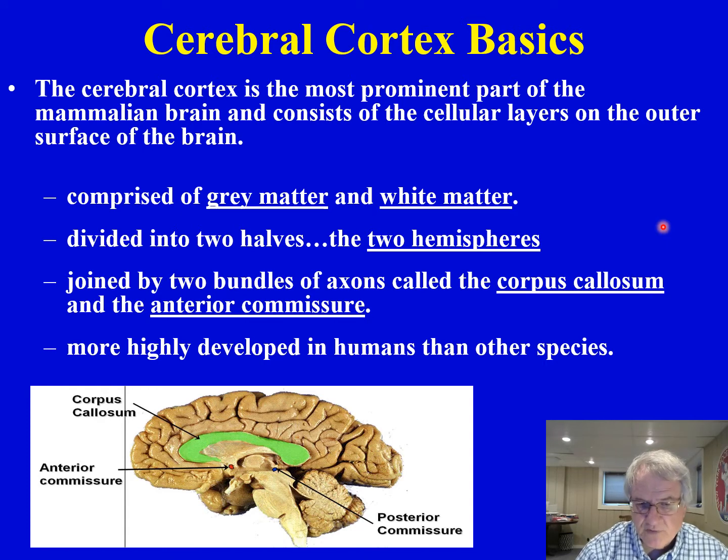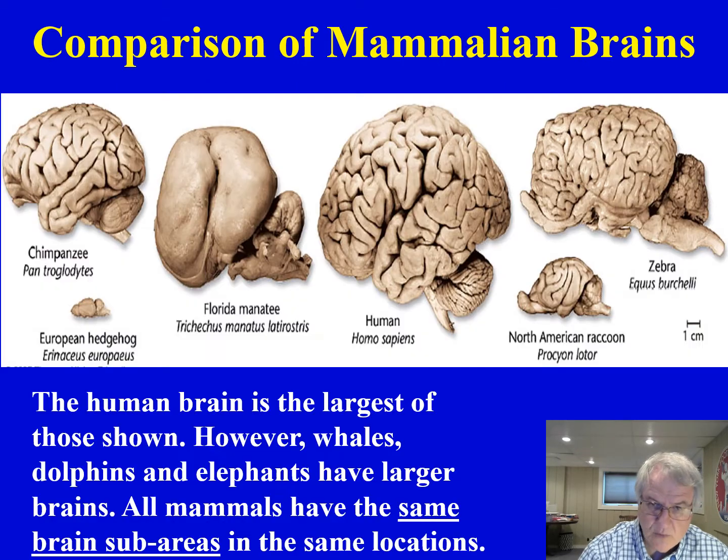Those two hemispheres are connected to one another by what is called the corpus callosum that you see right here, as well as the anterior commissure and the posterior commissure. These are bundles of axons that connect the two hemispheres of the brain. So clearly, in the case of human beings, this part of the brain, the cerebral cortex, and in particular frontal cortex, is much more highly developed. And we'll take a look at some of these comparisons between species as we go along.